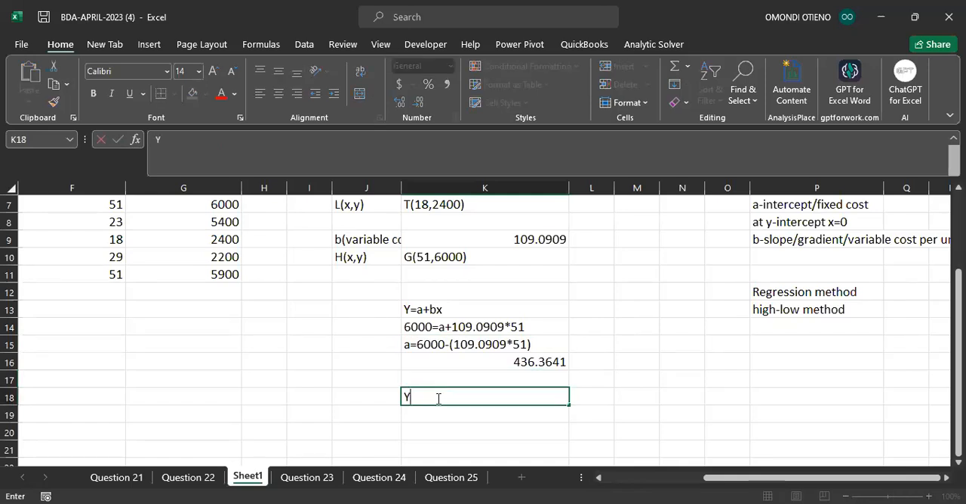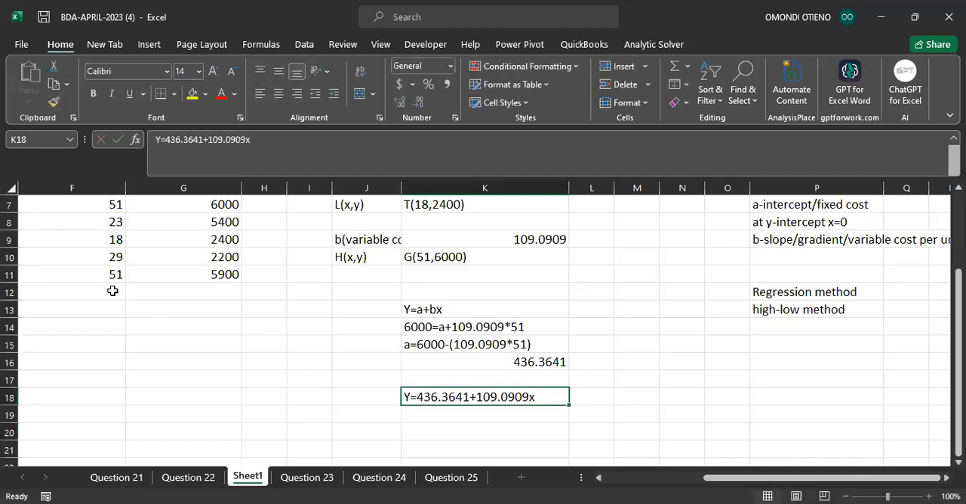Having done that, are we able to come up with the cost function? Y equal to our fixed cost, which is the value of A, 436.3641, right? Plus the variable cost per unit, which is 109.0909 X. This is the cost function.